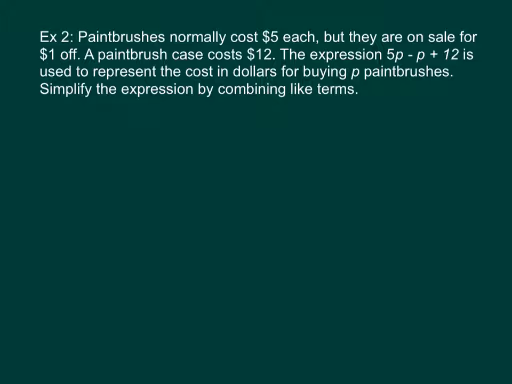Okay, so let's look at this example. Here we have a paintbrush scenario. Paintbrushes normally cost $5 each, but they're on sale for $1 off. On sale automatically tells my brain subtraction, because if it's on sale, it's going to be less. A paintbrush case costs $12, so a case to hold my paintbrushes is going to be 12 bucks.